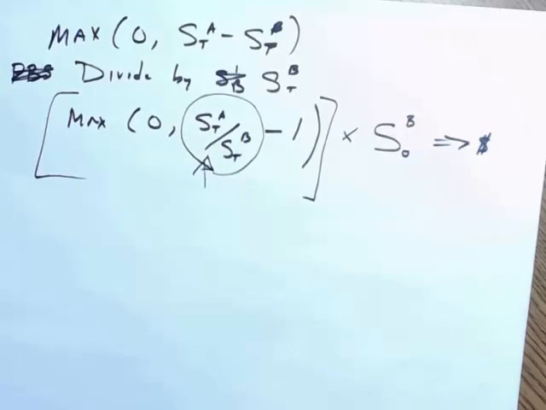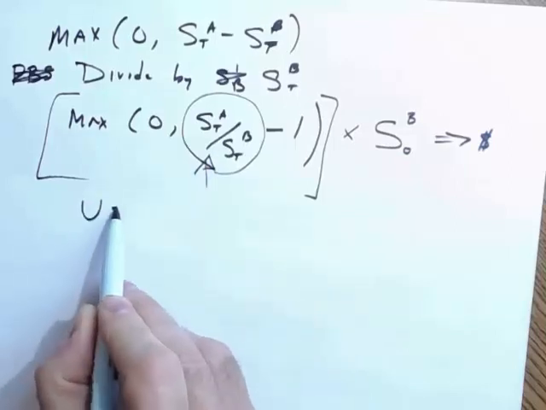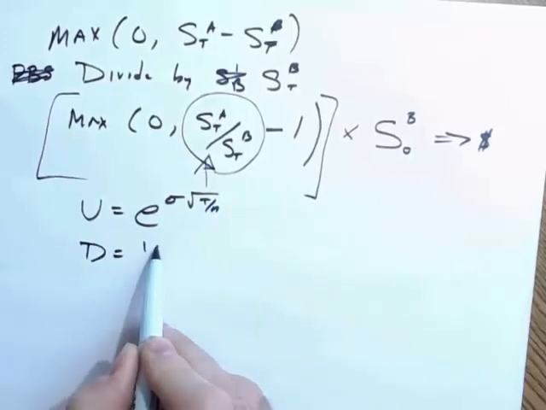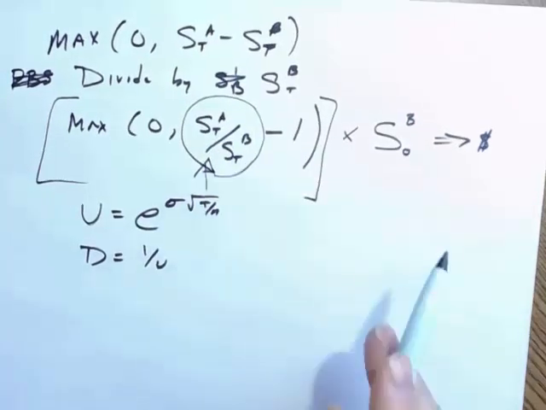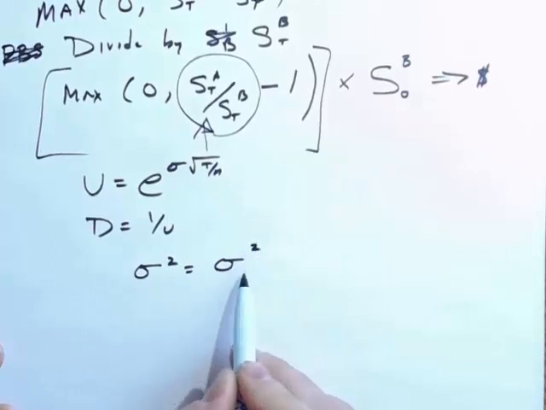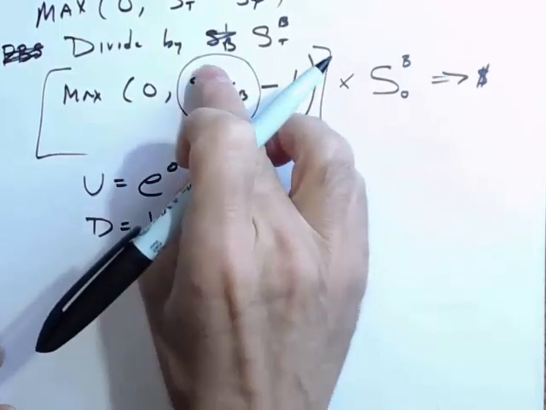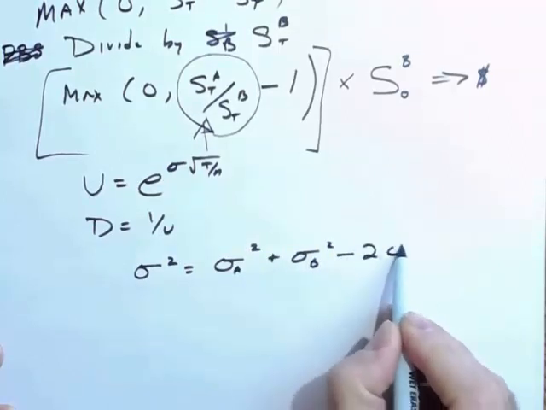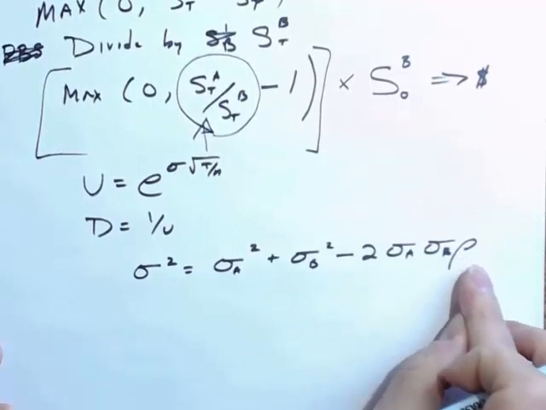Now, one of the things we have to be concerned about is, how do we model this? What is the volatility? Normally we have a U, which is e to the sigma square root of T over N, and D equals 1 over U. So now we need the volatility of these two. It turns out the volatility of these two is measured this way, and it comes right from portfolio theory. The volatility of the combined relative assets is the volatility of A plus the volatility of B minus 2 times the volatility of A times the volatility of B times the correlation between A and B.